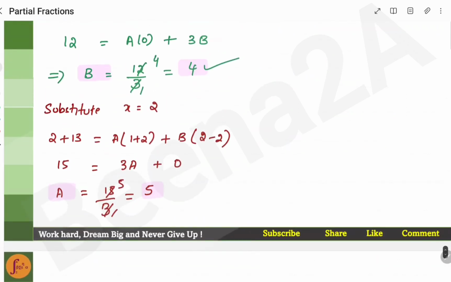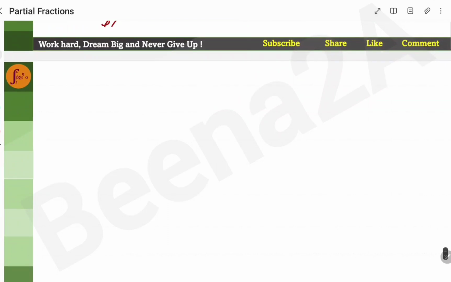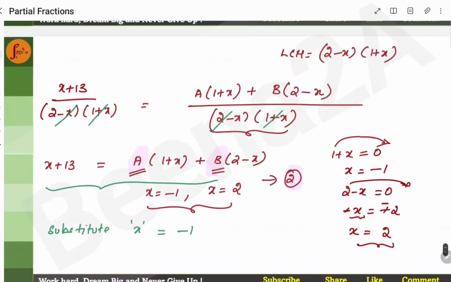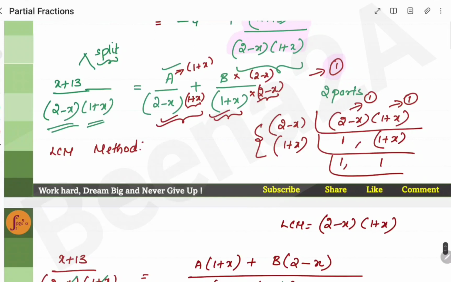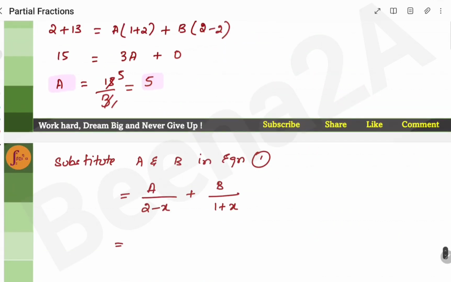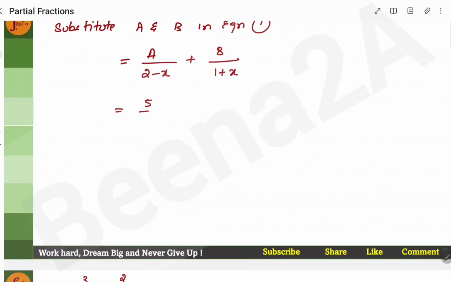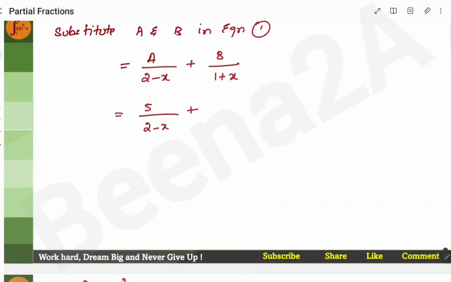Now let's substitute a and b in equation 1. So what is equation 1? This is equation 1. Now I'll substitute a. A is 5, so I get 5 by 2 minus x, plus b is 4, 4 by 1 plus x.